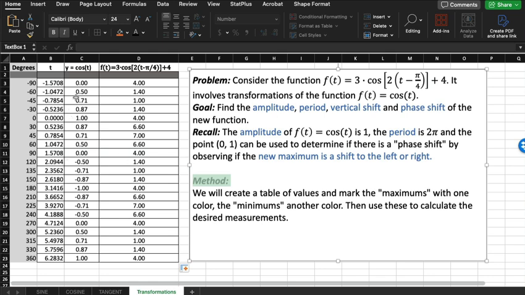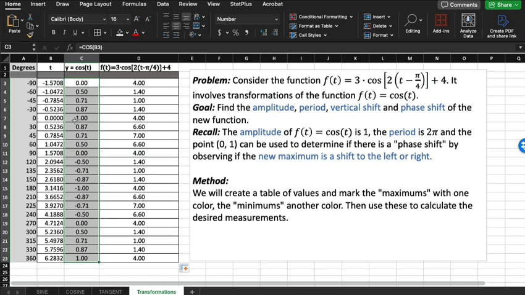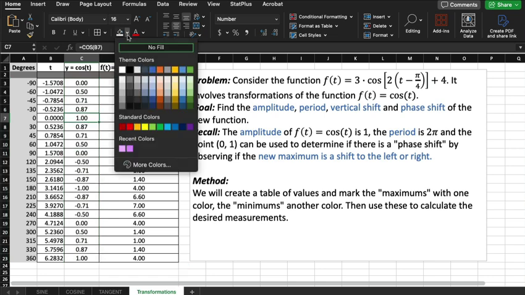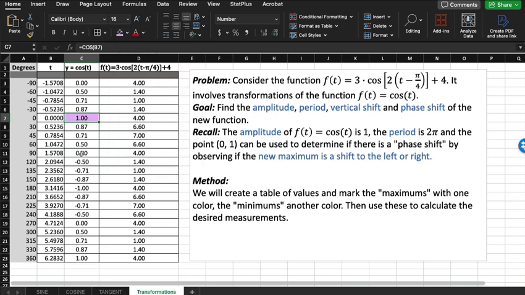So if we look at our cosine t column, maximum occurs when y is equal to positive 1. So I'm going to make those kind of a pink color. So whenever we see positive 1 in the y value there, we're going to shade that in pink. So that shows you what your period is, okay?